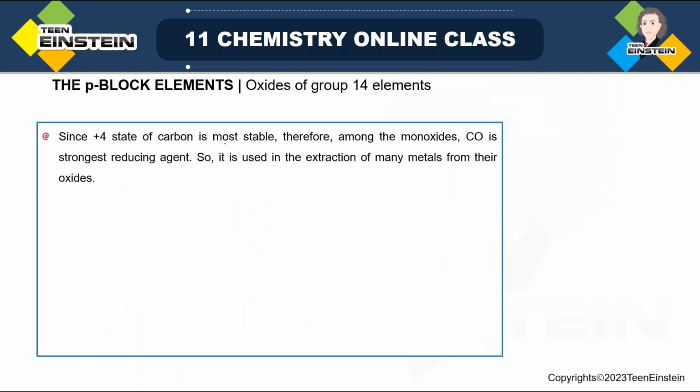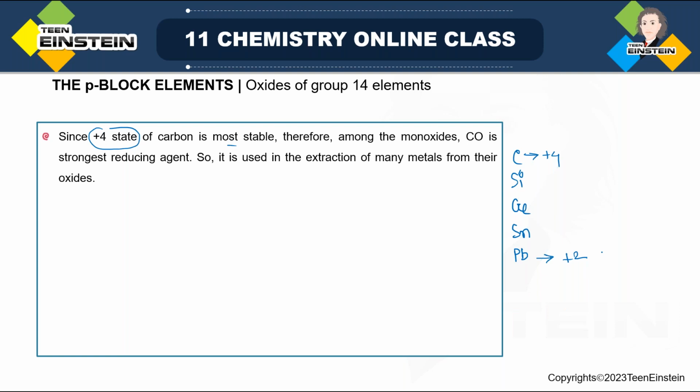The +4 state of carbon is most stable. What does it mean? If you consider the +4 oxidation state for these group 14 elements, I am writing all the elements again. The +4 state is maximum for the first element. And what happens when you move down the group? The tendency for showing the +4 state decreases and the tendency for showing the +2 state increases. That is the reason Pb +2 is very common, and for carbon +4 is more stable. And why is +2 stable down the group? Because of the inert pair effect.